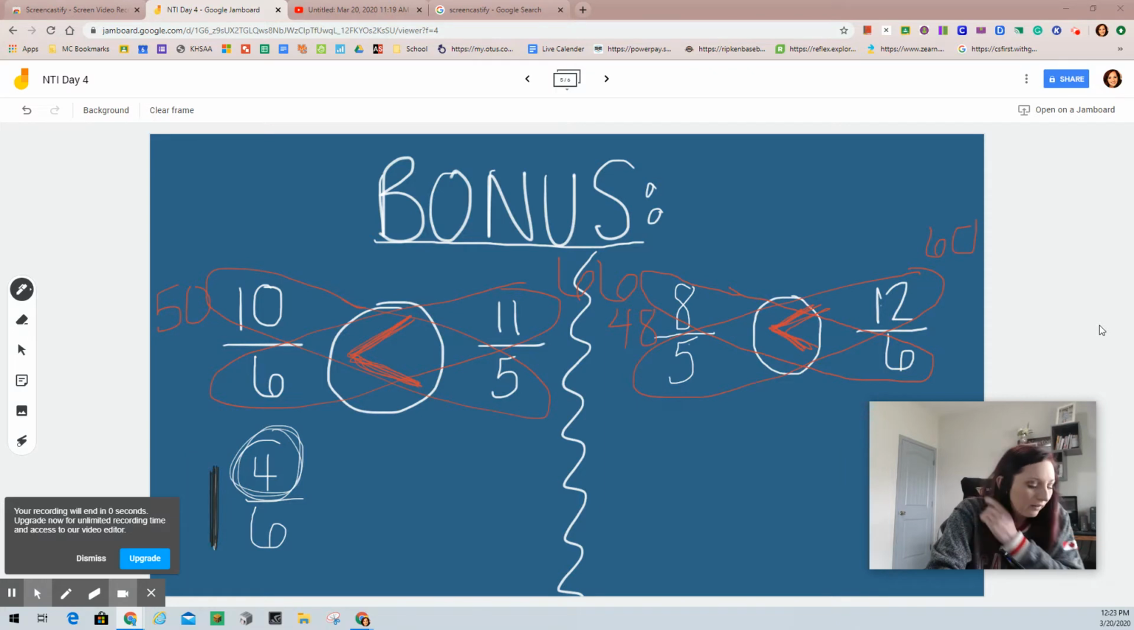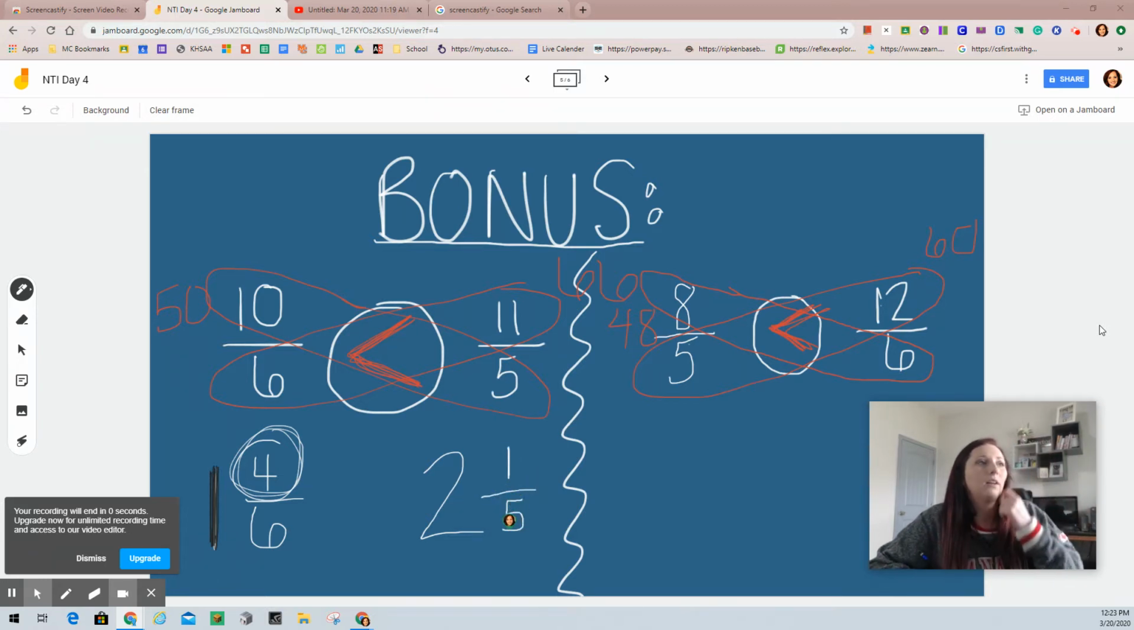Okay, let's look at 11/5. 5 goes into 11 2 times because 5 times 2 is 10. So 2 becomes my whole number. And like I said, 5 times 2 is 10. 11 minus 10 is 1. So that extra number that's left over becomes my numerator.